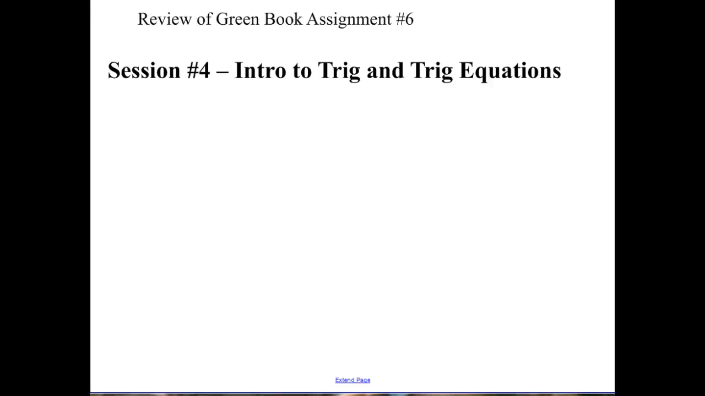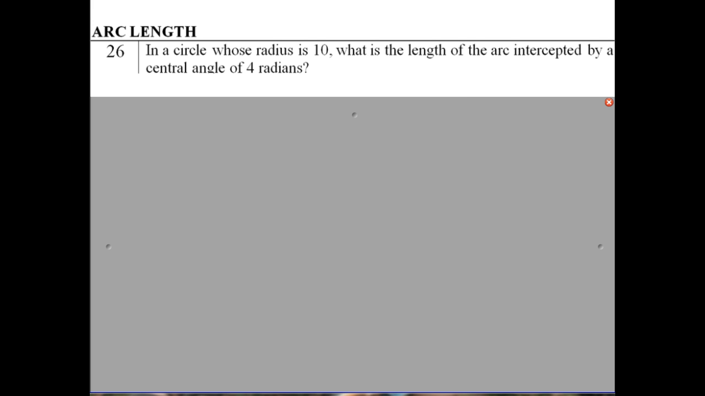In this recording, we're going to do a review for Green Book assignment number 6, which has to do with Intro to Trig and Trig equations. It relates to your companion sheet for session number 4 if you're using that companion paper. First question we're going to look at involves arc length.